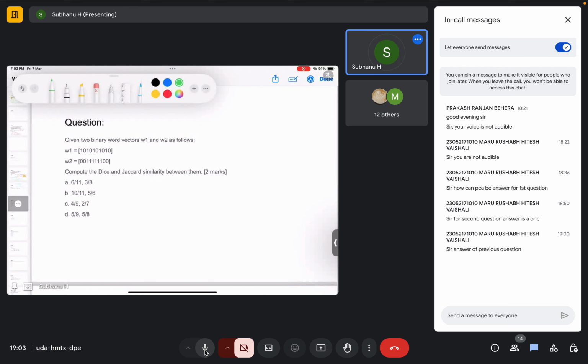Okay. So first one is: given two words W1 and W2, compute the Dice and Jaccard similarity between them. So I think this is an easy question. This is just the calculation you have to do. So I think this is the answer.